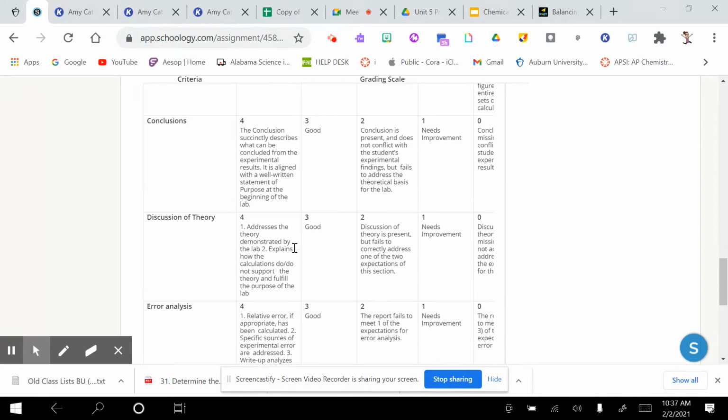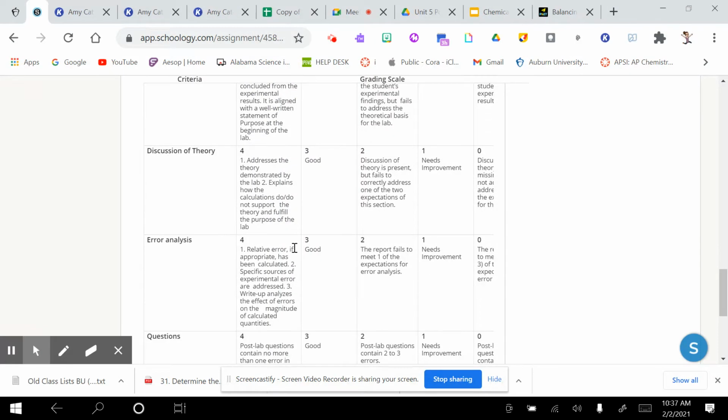Conclusions. Your conclusion needs to line up with your purpose. So I think the essential question is to see how chemical formulas are developed or something like that. Your conclusion needs to say, through our experimentation, we discovered how chemical formulas come about, and so on. Your conclusion needs to answer the essential question.